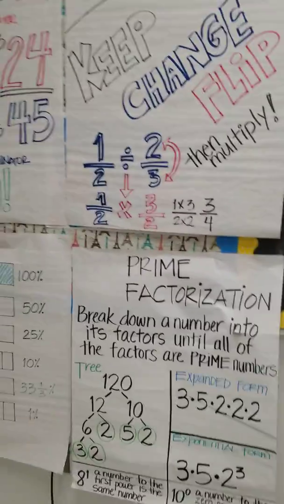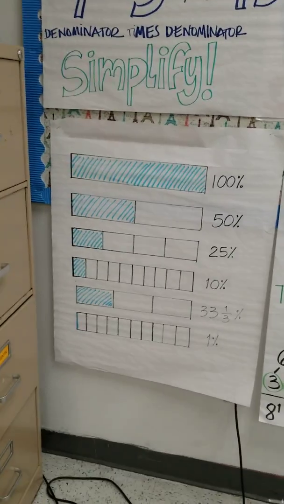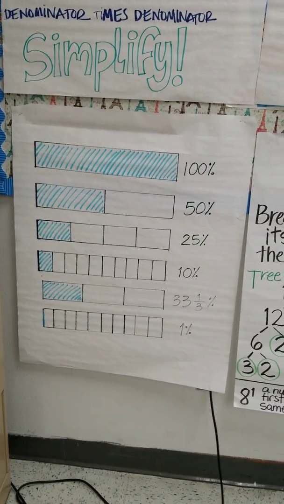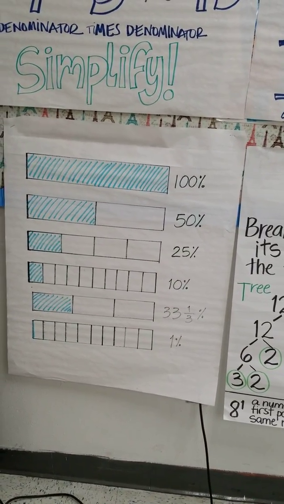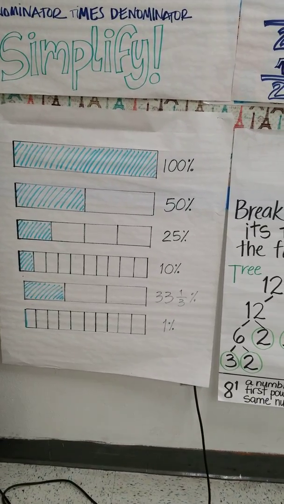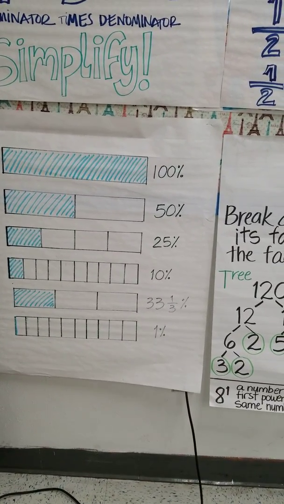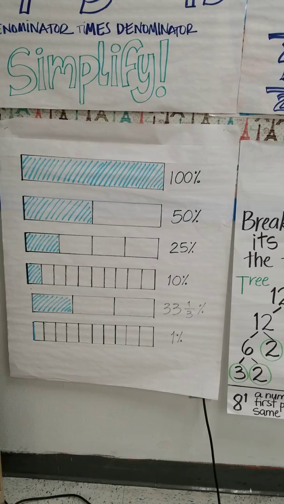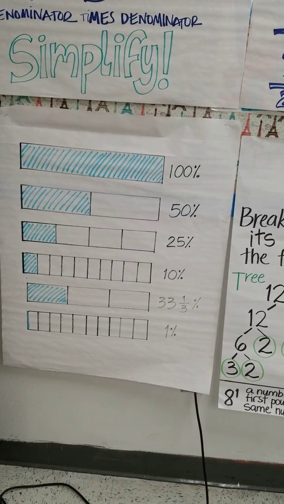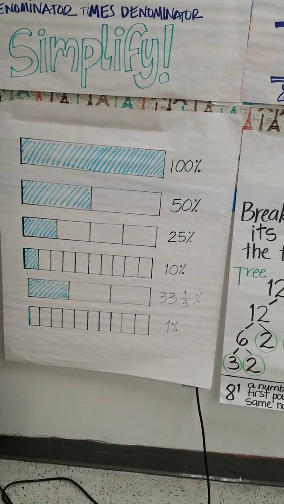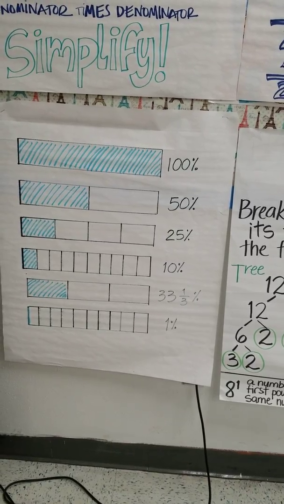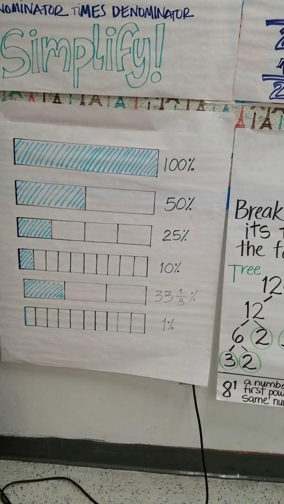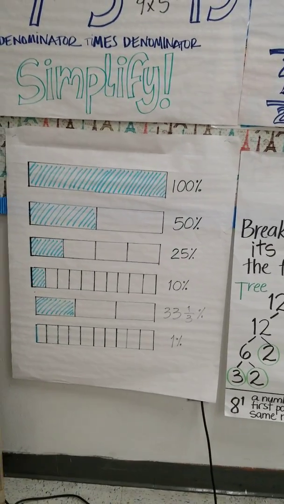Over here we have the strip diagrams: 100%, 50%, 25%, 10%, 33 and 1/3%. It's just the rectangle divided by 3, that is 33 and 1/3, or 33.3333 repeated in decimal. And 1% is divided in 100, just getting 1. This is really useful, and you're going to see it on the test.